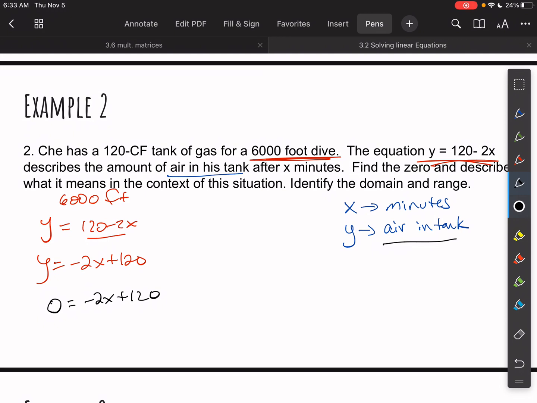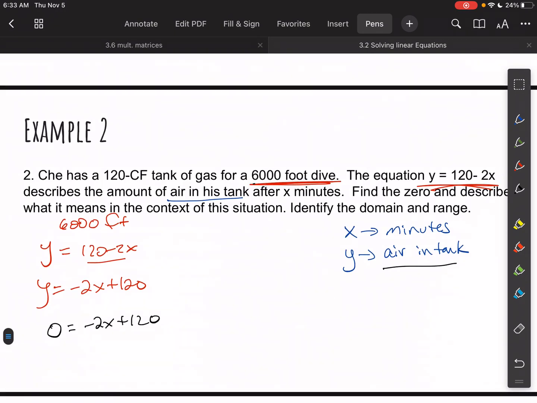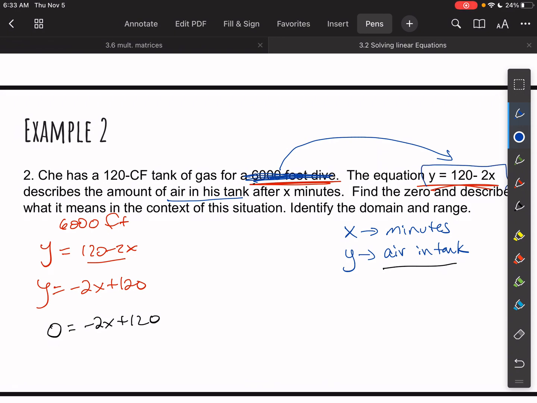Do I need to know the 6,000 feet piece that I thought I might? I actually don't in this case. They just want me to solve the equation for the 0. So notice I'm not going to use this information, because this information was used to get this equation. And maybe even not. Maybe it doesn't matter how deep you dive. The tank is just going to give me this result, no matter what. So anyway, back to this. If I solve this for X, I want to subtract 120 from both sides. I get negative 120 is equal to negative 2X. Therefore, X is equal to 60.